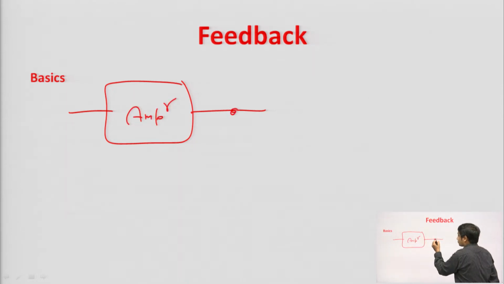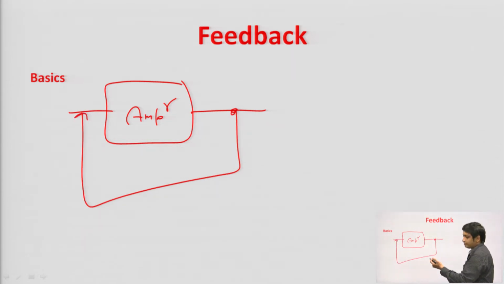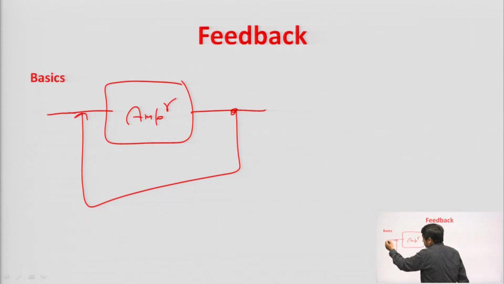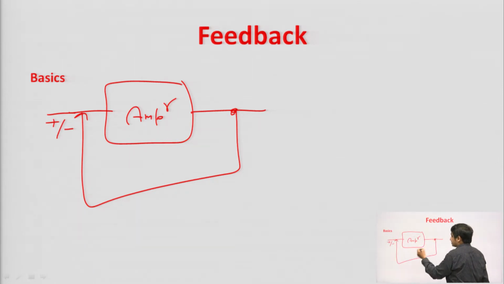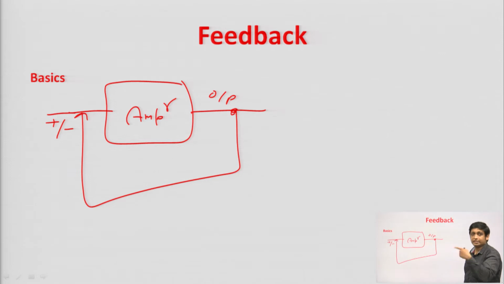Now, if the output is mixed with input, then we say that there is a feedback. Now, this output is mixed with input in two forms, it can be added or it can be subtracted. When your output is subtracted from input, that is called negative feedback. If it is added, that is called positive feedback. So, there are two kinds of feedback.